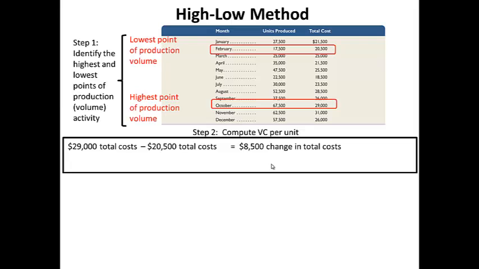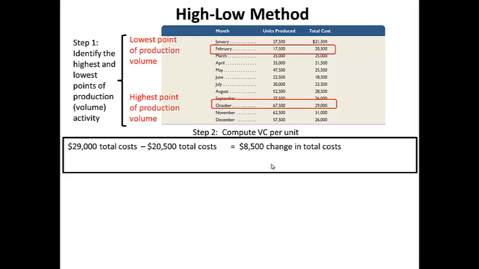We compare that to the total cost associated in the lowest month, which we've also identified, of $20,500. Now we take the difference between the two, and it means there was an $8,500 change in total cost between the highest point and the lowest point in this yearly production.